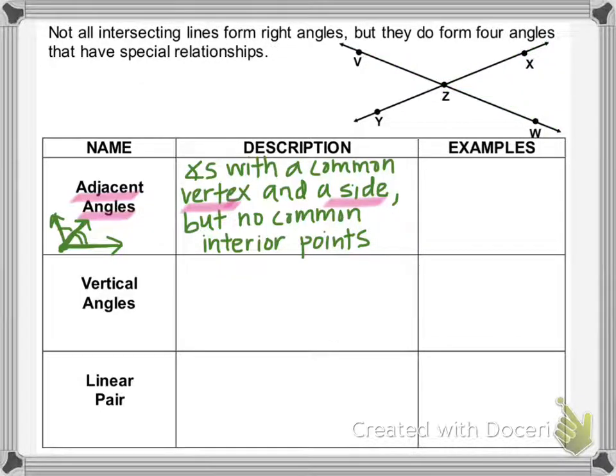So let's go ahead and write that down. As an example, angle, we could call it VZX, and angle XZW.